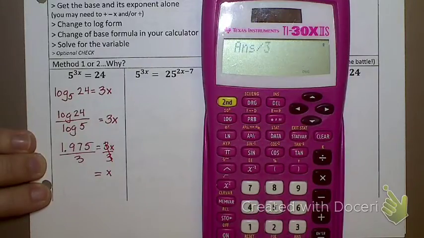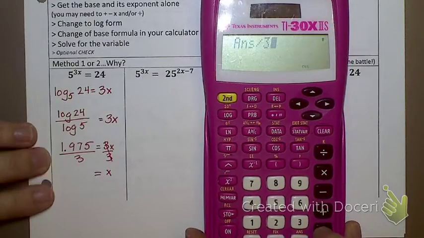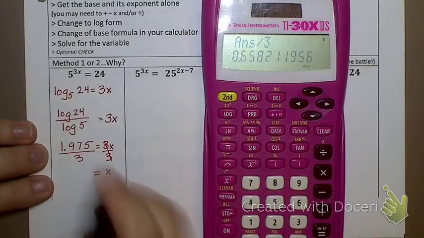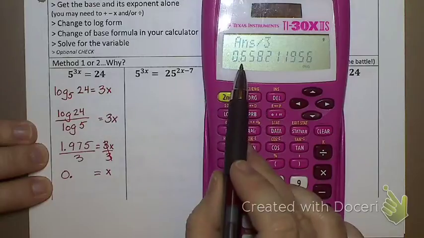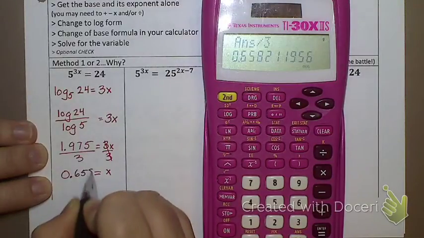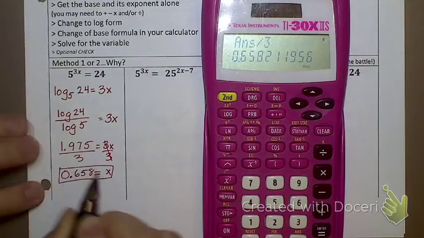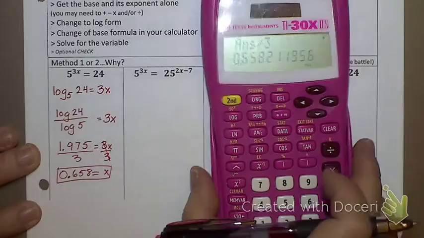Why is it important that I didn't clear anything? Because I don't want to have to type a rounded-off decimal into my calculator. I want to use the whole decimal as it was. Now I can round off for my final answer. 0.6582 would be 0.658, and that's my answer right there. Okay. What about the next one?